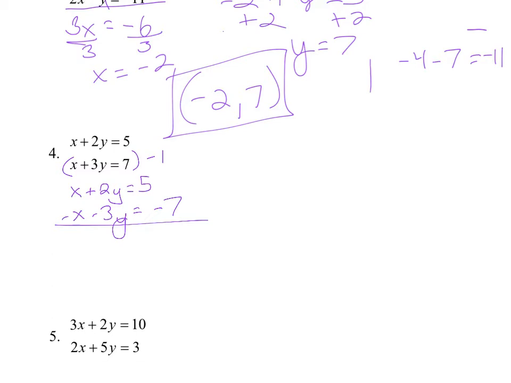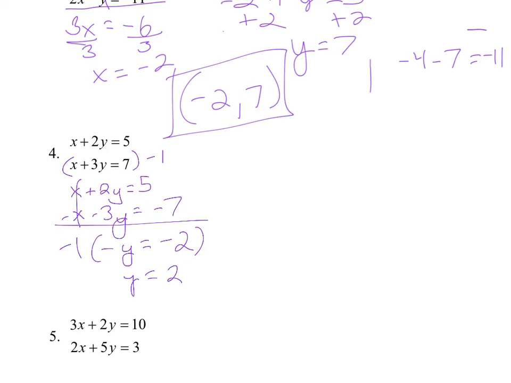Then I'm going to add these together. Now that I've multiplied through by the negative, the x's will eliminate. 2 minus 3 is a -1, so I have a -1y equals 5 minus 7 is -2. Multiply through by -1 in order to eliminate the negative, and I have y equals 2.